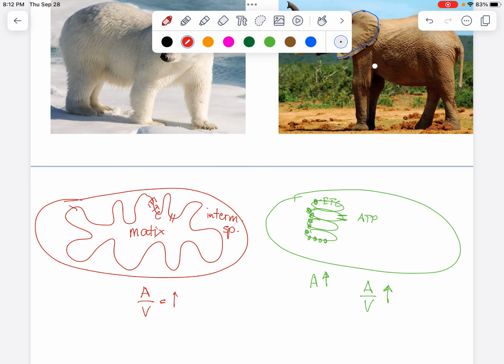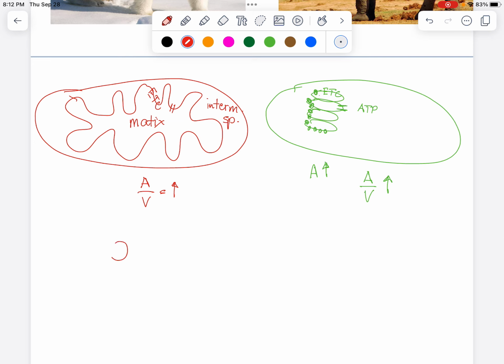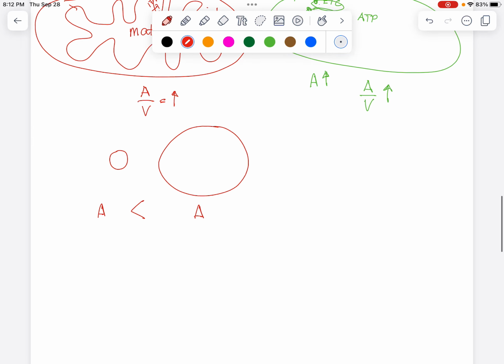One of my students a couple of years ago told me, but isn't it that if we have a small cell and a bigger cell, the surface area for the small one is smaller compared to the big one? Yes, this is super true, but what we want to see is that the surface area to volume ratio would be bigger for the smaller cell, and that's really the important part.